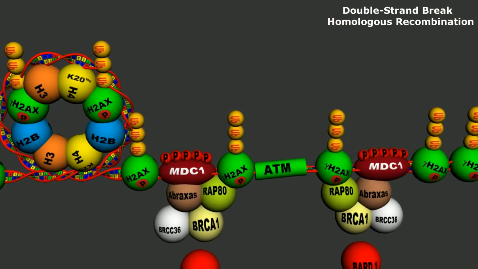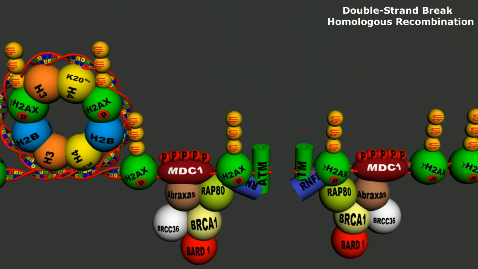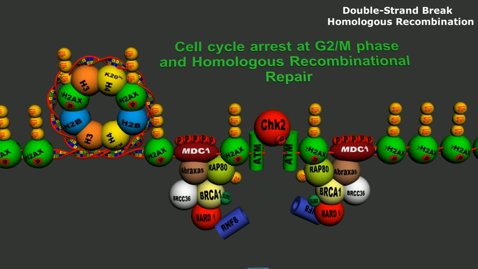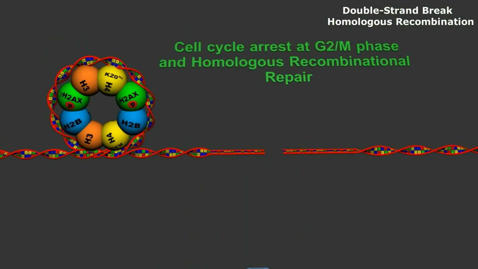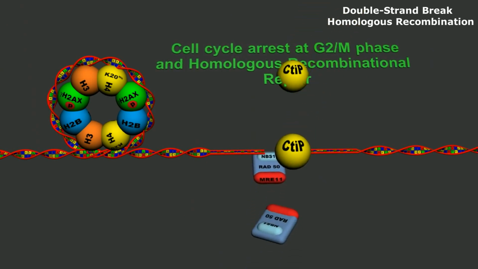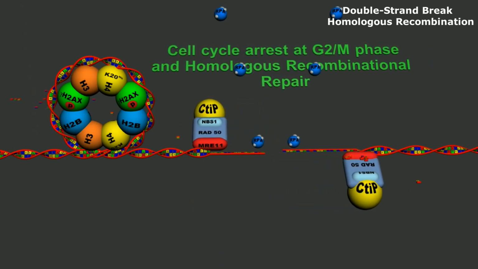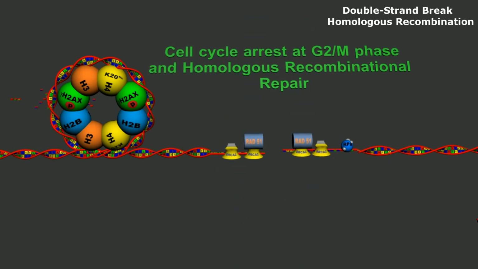HR is an error-free DSB repair pathway that is largely restricted to the S and G2 phases of the cell cycle, when an intact sister chromatid is available as a template, Figure S1. Upon initiation of the HR process, the DSB is resected to create a single-stranded, ssDNA 3' overhang, which becomes rapidly coated with the ssDNA-binding protein RPA. This ssDNA overhang ultimately invades the sister chromatid.